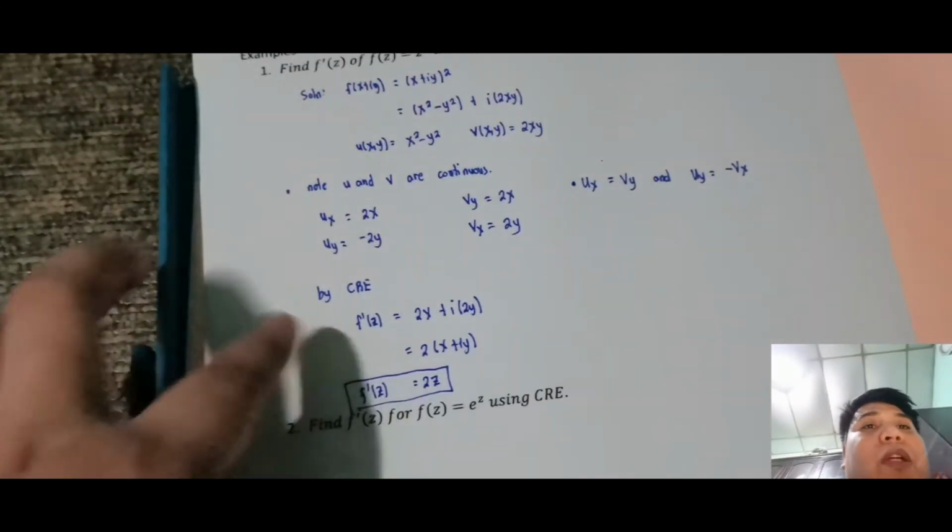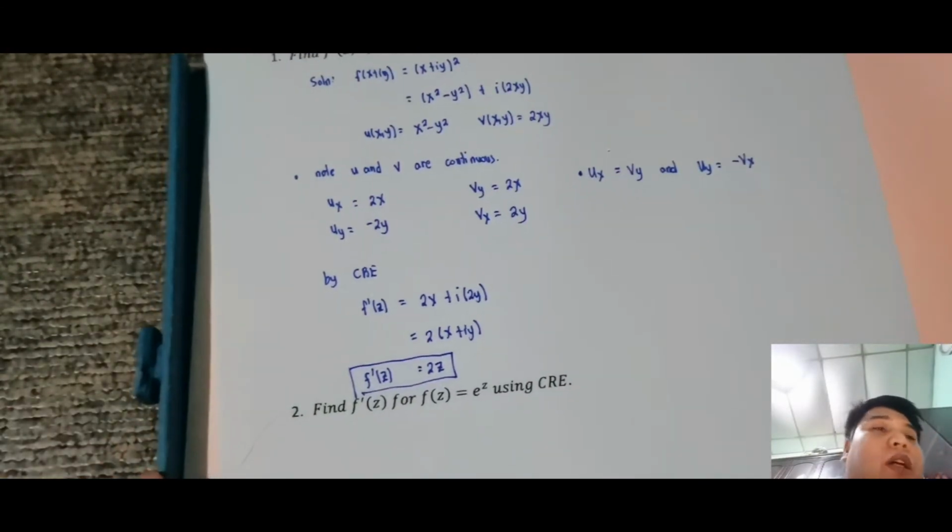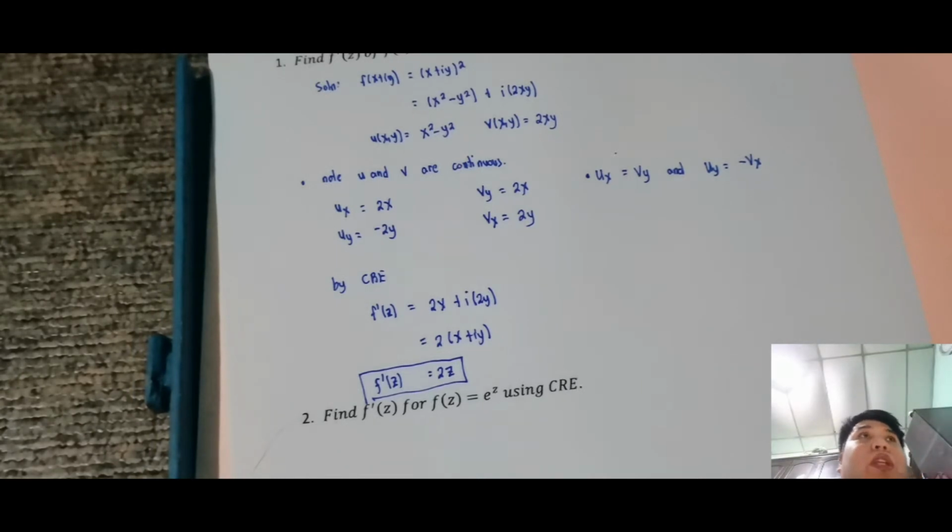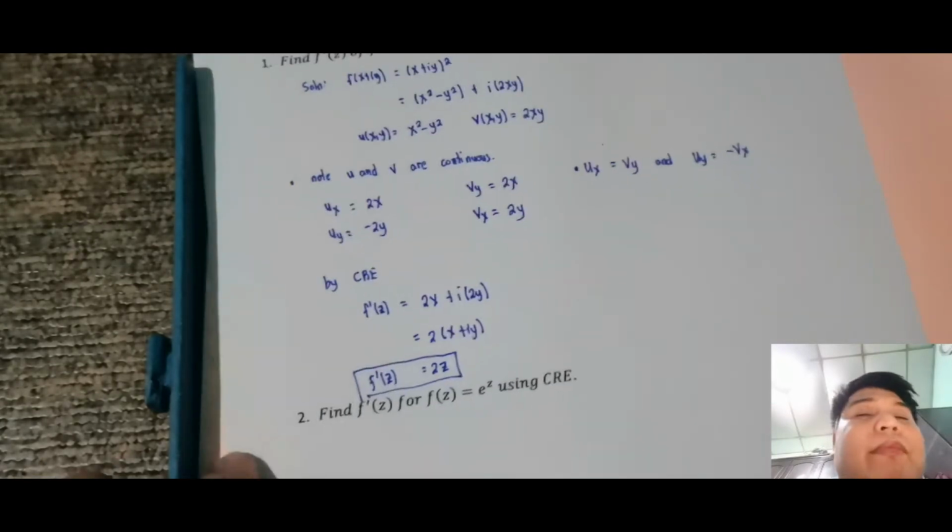Huwag ka malilito doon sa partial derivative na binabanggit ko, ha. Pag sinabi kong partial derivative with respect sa x, yung i-treat ko as variable, yung mga y, constant siya. Kung nahiwalay siya sa x, automatic siya ay 0. Kung nakadikit sa x, parang constant lang, parang coefficient lang. Ganun lang siya kasimple. Okay, so let's have example number 2.